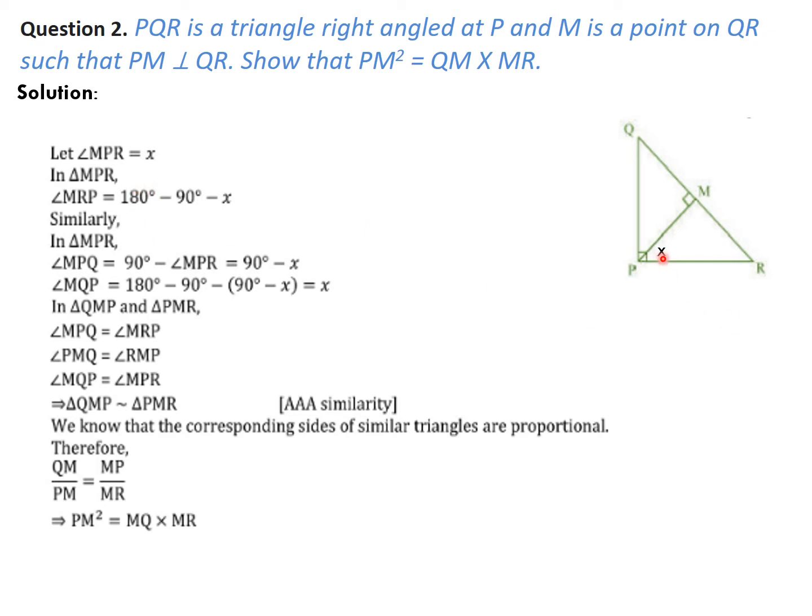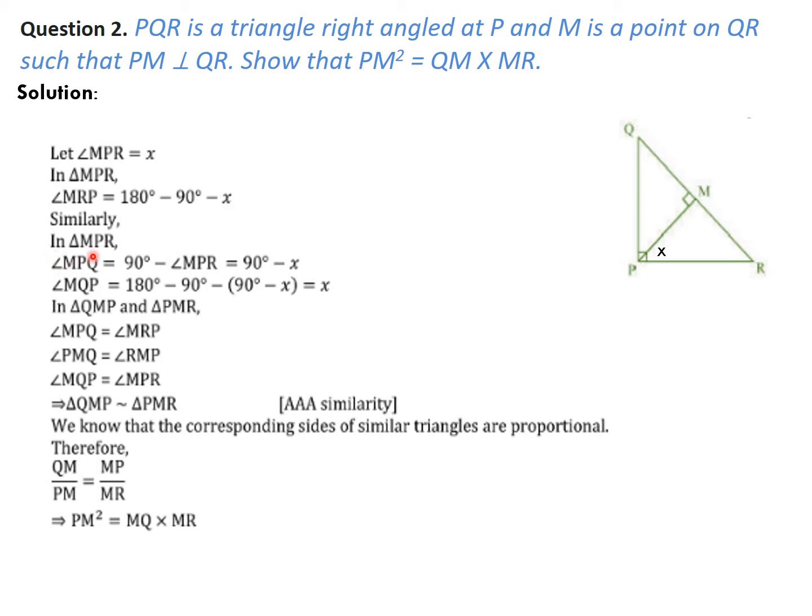So let us first consider this angle to be x. Let angle MPR be equal to x. This angle is x and this angle is already 90 degree. Now in this triangle PRM, we can say that this angle R, or rather angle MRP, will be equal to 180 minus 90 minus x, right? Using the angle sum property, 180 minus 90 minus x will be the value of this angle. So this is the one which is coming out to be 90 minus x.